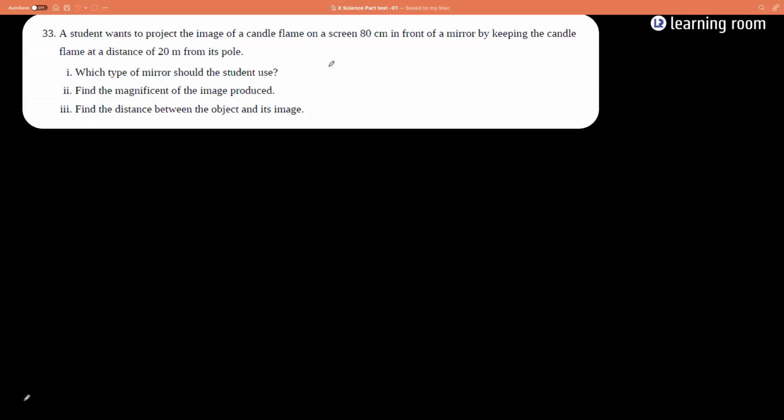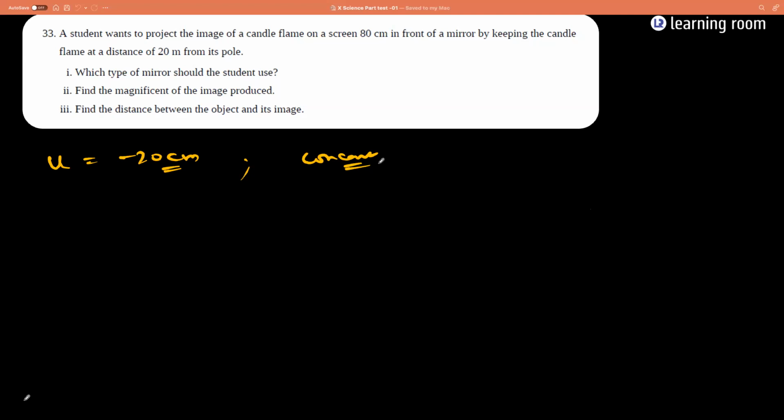A student wants to project the image of a candle flame on a screen, which is placed in front of a mirror, by keeping the candle flame at a distance of 20 centimeter from the pole. So what is this 20 centimeter? Object distance. So u is equal to minus 20. u is negative, yes. Which type of mirror should the student use? Concave mirror. So the first answer is concave.